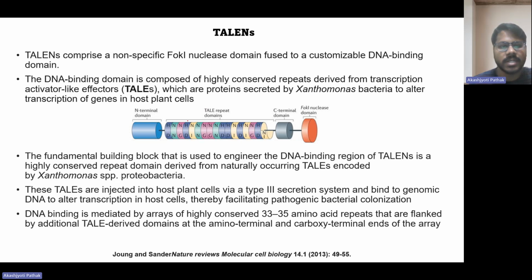So you see, this is the structure of a TALEN, how a TALEN looks like. It has four main domains. One is the N-terminal domain, then there is this TAL repeat domain, then the C-terminal domain, and this FokI nuclease domain. So this FokI nuclease domain will code for this FokI protein, as we had discussed in zinc finger nucleases also.